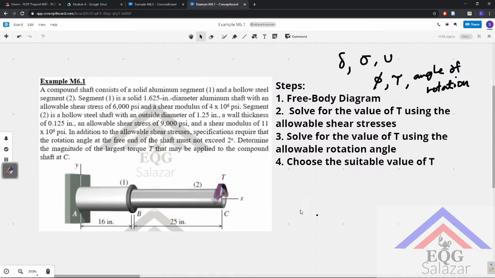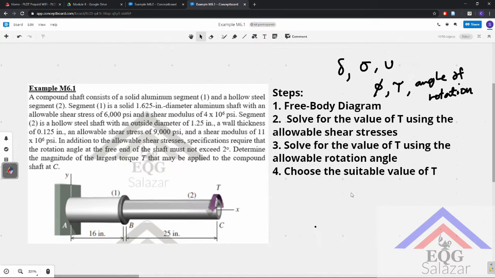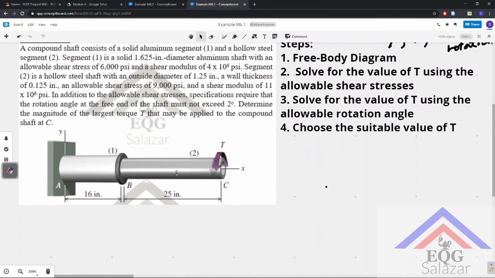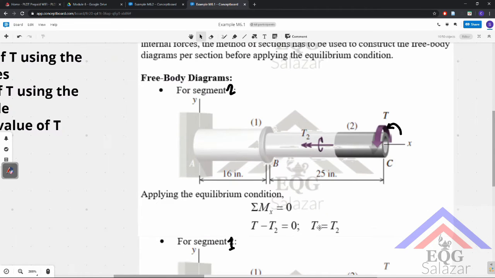So, let's go ahead and solve for and start with step 1. All right. So, we pass a section through segment 2, and we find that the T is just equal to T2, or the applied torque will be equal to the internal torque in segment 2. All right. Now, by summing up moments about the x-axis, we see that the torque is positive, the applied torque is positive, while the internal torque is negative.